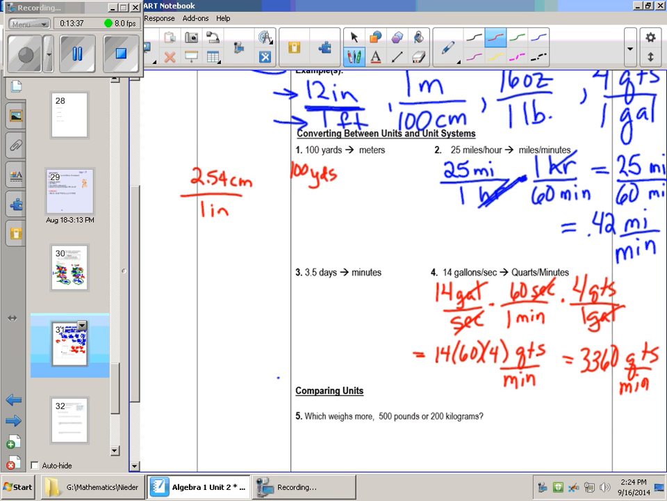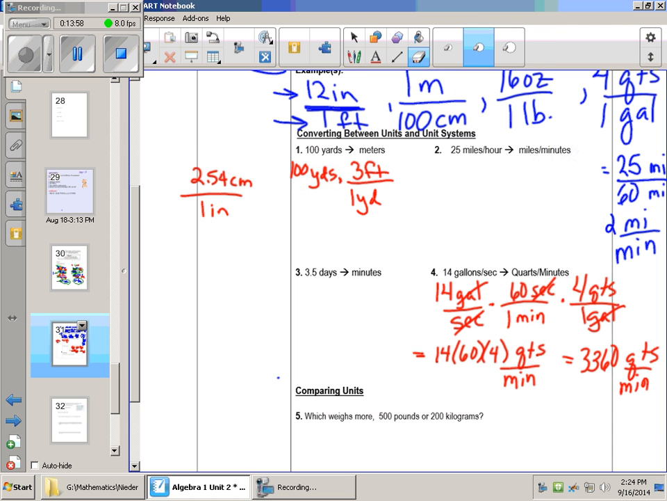So I've got to get yards to meters. Well, this conversion here is in inches and centimeters. So how do I get from yards to inches? Feet. Do you know how many feet are in a yard? Hopefully. There are 3 feet in 1 yard. I'm going to erase this so I have more room. All right, so that cancels out my yards.